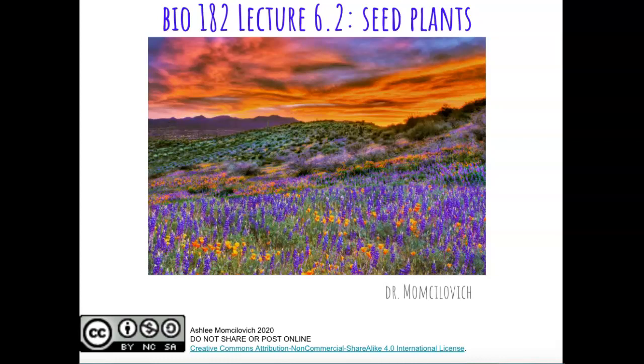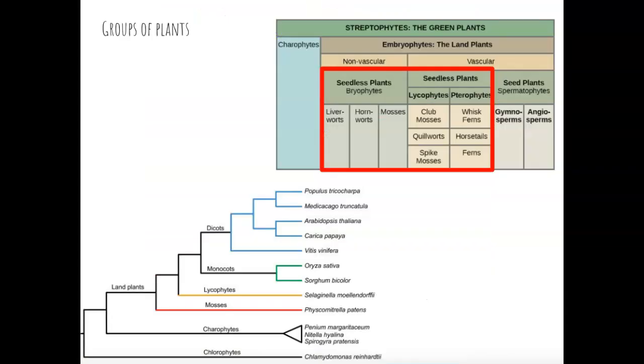This is Dr. Momcilovic's Lecture 6.2 on seed plants. In our last lecture, we talked about non-vascular seedless plants, which were mosses. We talked about vascular seedless plants, which were things like ferns. And today we're going to talk about seeded vascular plants, which are things like gymnosperms and angiosperms.